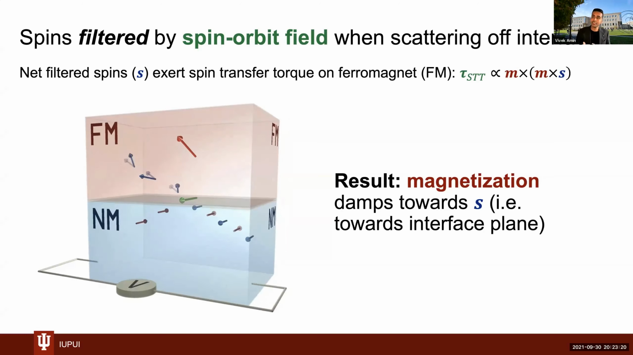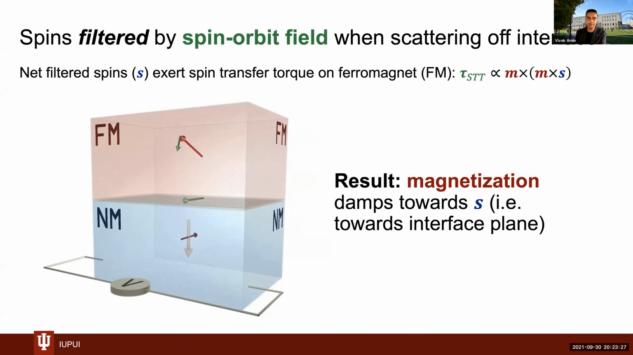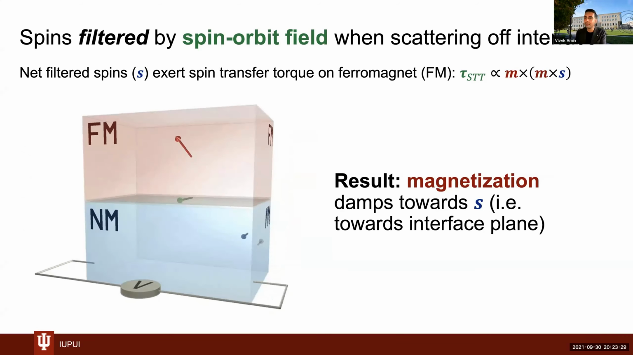However, if you look at the red spins, they reflect off the interface and create a spin current flowing down. So you have these two things that happen. You have a spin torque on the ferromagnetic layer, but you now also have a new source of spin currents that could be used potentially for other things.